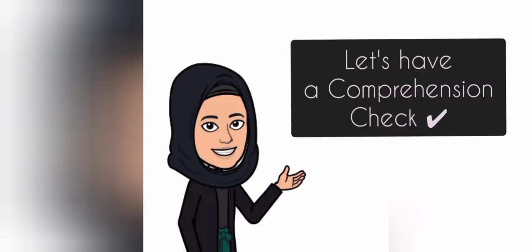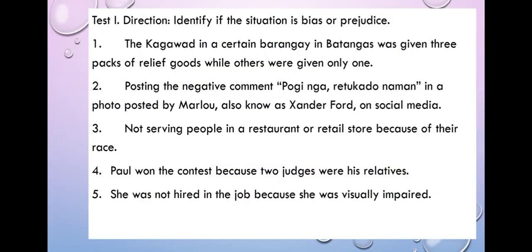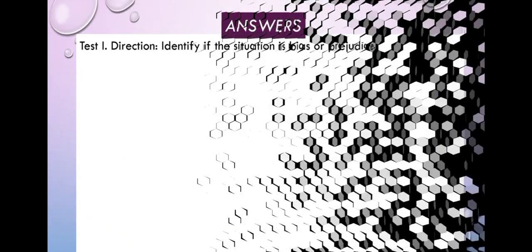Now, let us see if you really understood what we have discussed for today. Test 1. You have to identify if the situation is bias or prejudice. So you can pause the video at the moment while you are thinking of the answers before proceeding to the next slide.